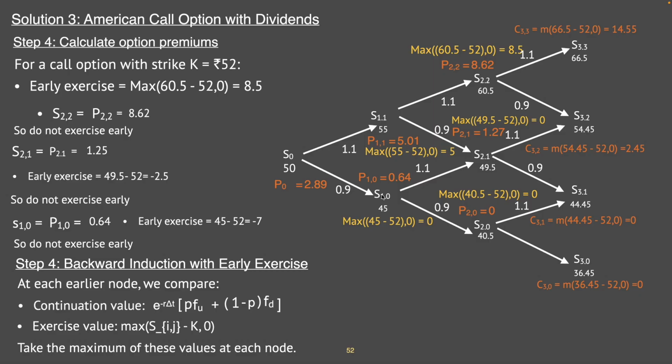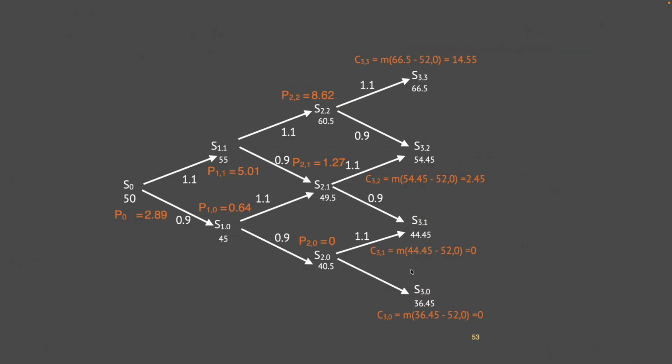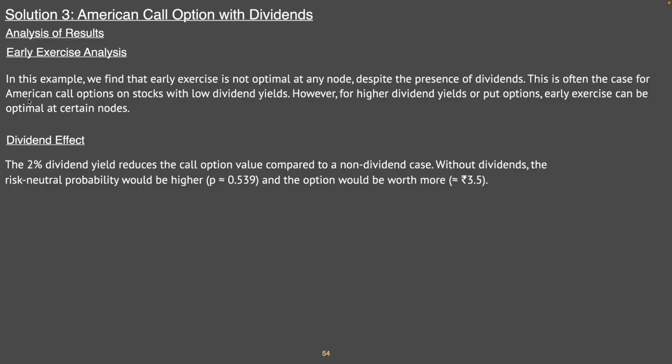Similarly, at S10, P10 is equal to 0.64. So max of 45 minus 52 is 0. If you hold the option till maturity, you will get at least 64 paisa. But if you exercise early, you will get 0 rupees, because the option will expire worthless, because the stock price is less than the strike price. Okay. So we will conclude that in this present example, early exercise is not optimal at any node.